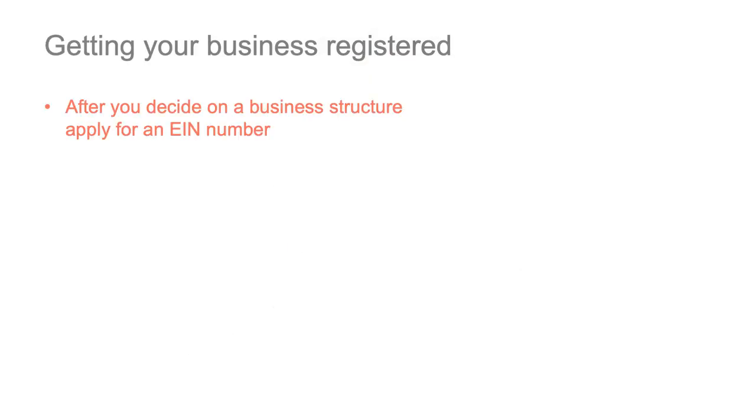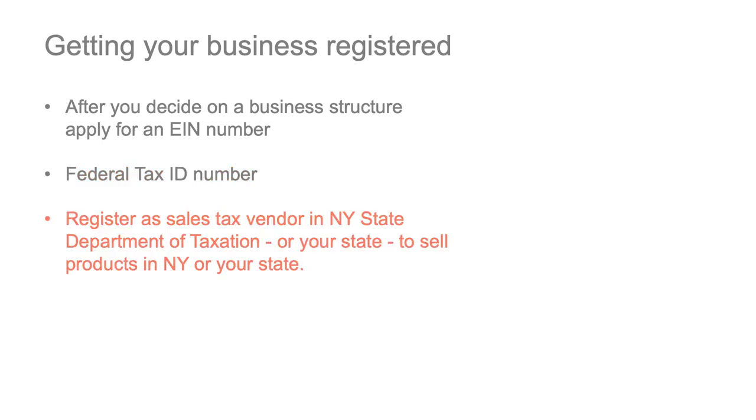different business structures. Once you pick one, you'll apply for an employer identification number, your EIN, also known as your federal tax ID number. And finally, you'll need to register as a sales tax vendor with the New York State Department of Taxation in order to sell products or services in New York.